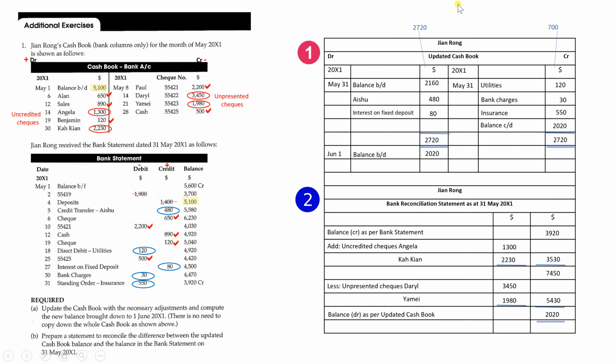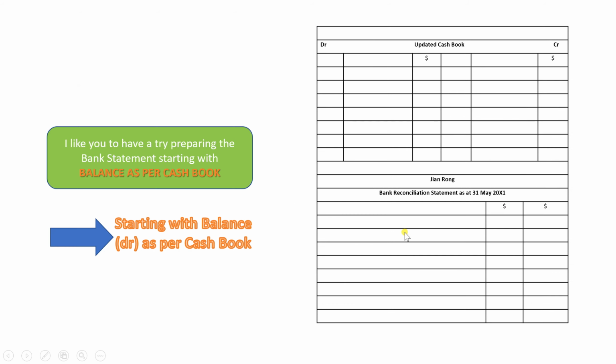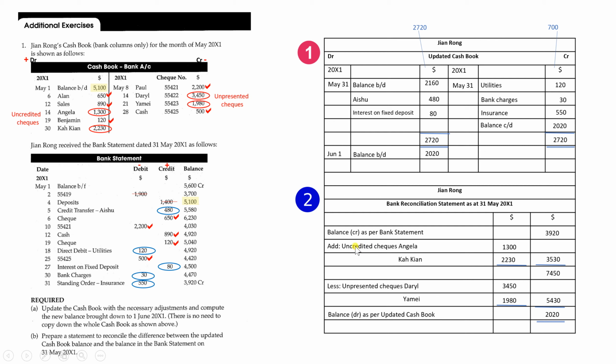So this one will still be the same, and then I'd like you to do the bank reconciliation statement starting with the bank statement, and next the bank reconciliation statement starting with the cash book. So you see this is add unpresented check, but if you are using from the bank statement, then it's add uncredited check. So I hope with this you can have a better understanding. I think this is quite a good exercise to illustrate the essence of this topic.